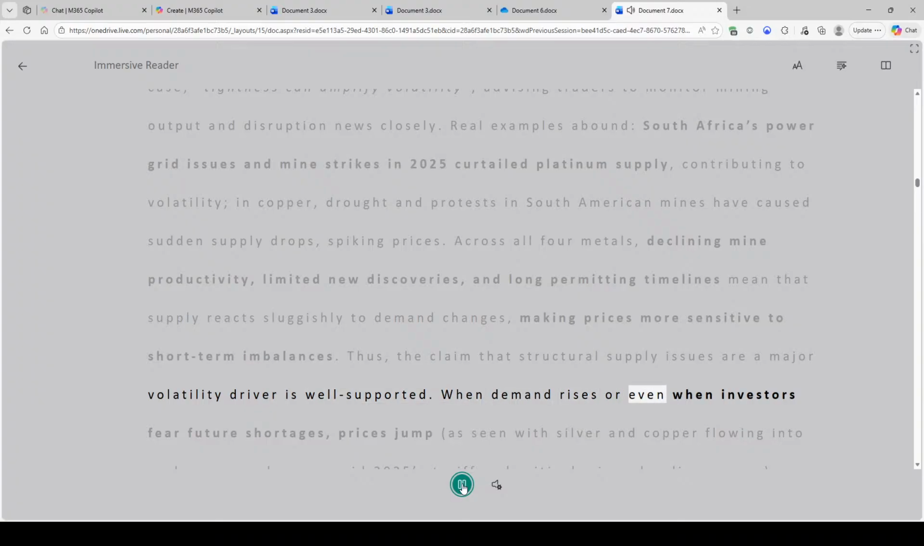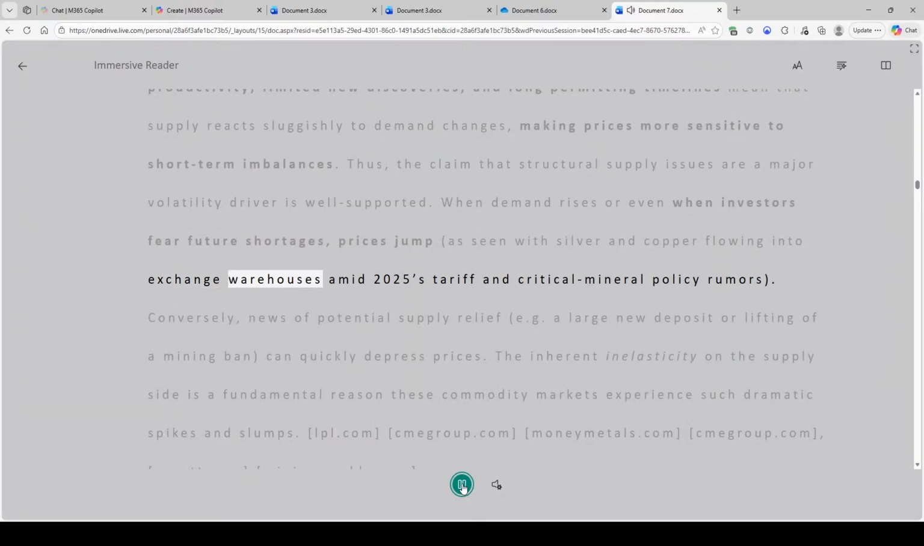When demand rises, or even when investors fear future shortages, prices jump, as seen with silver and copper flowing into exchange warehouses amid 2025's tariff and critical mineral policy rumors.